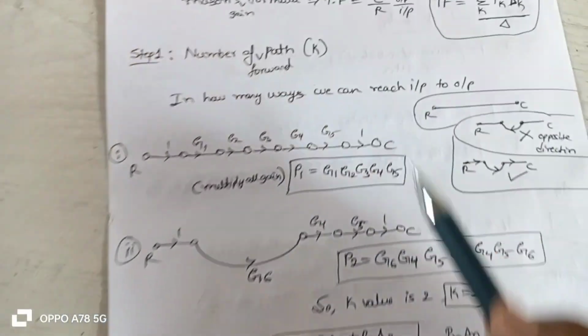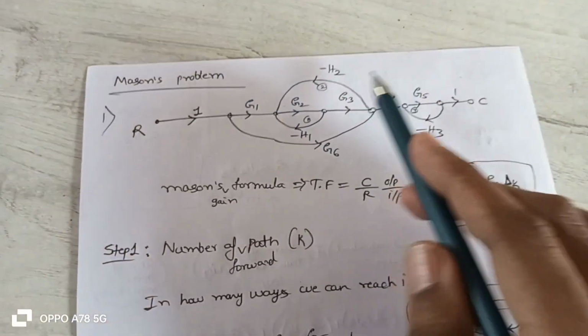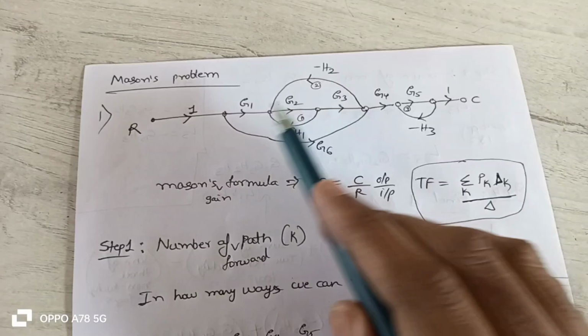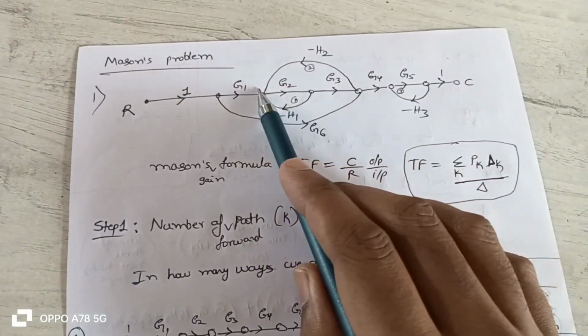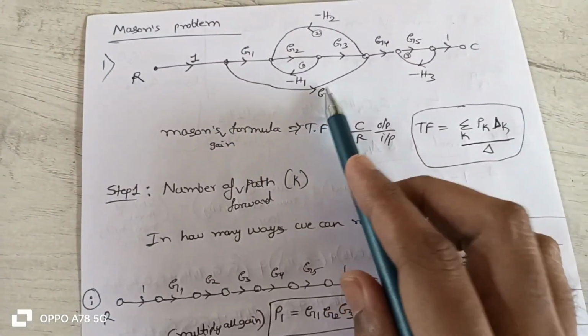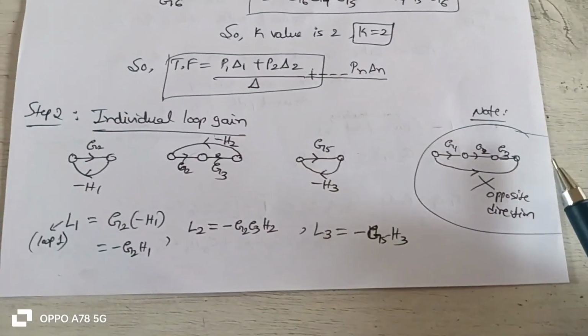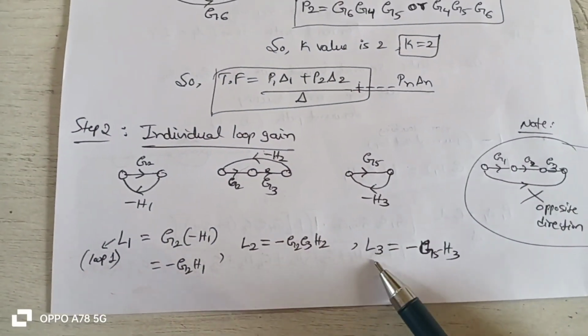Now the second step is the individual loop gains. We are going from output to input, so the direction is in this way. This G6 is in the opposite direction, and in the opposite direction you cannot take it. So these are the three individual loops, L1, L2, L3.